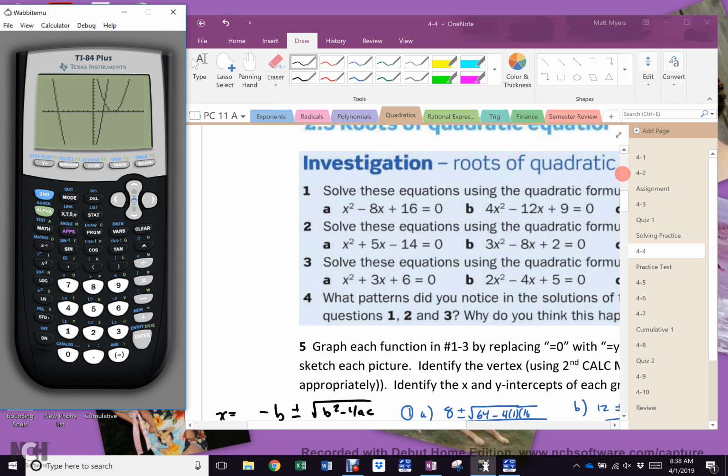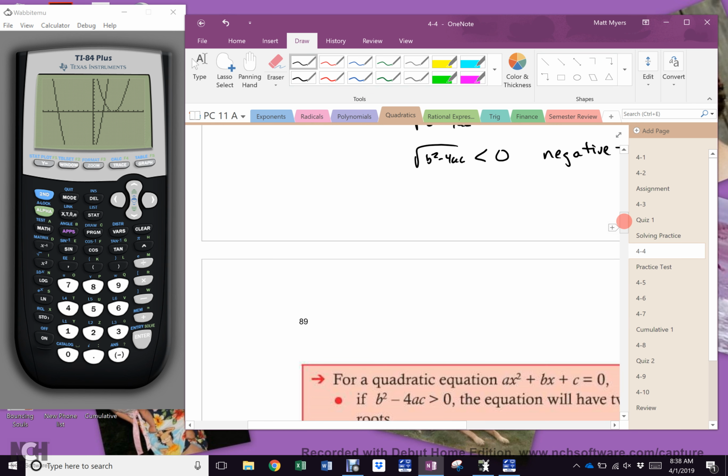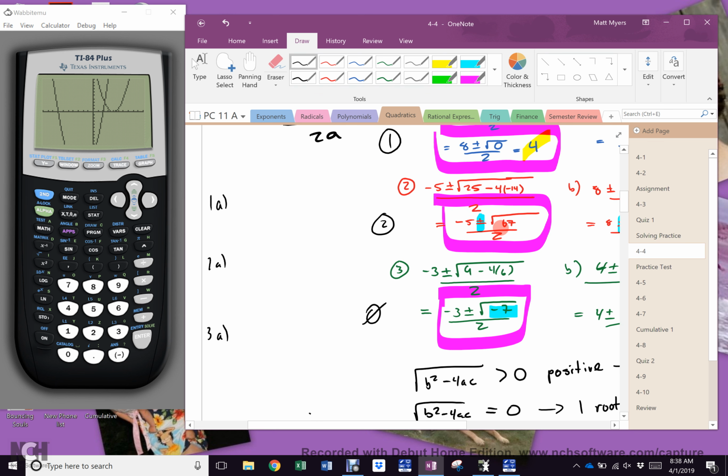Now, let's remember that we already know this answer, don't we? Approximately. What's the root of 67 again? Approximately 8. So 2a is approximately negative 5 plus 8, which is 3 over 2, and negative 5 minus 8, which is negative 13 over 2. Everybody cool? Approximately. Everyone agree? Okay, so let's check now.